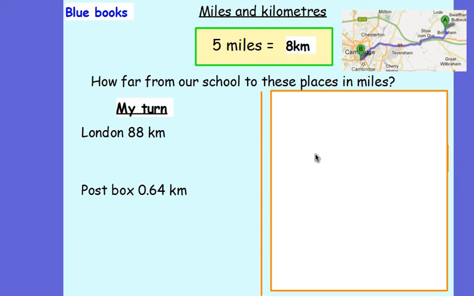Okay, let's go through some more examples, this time where I've been given it in kilometres and I want to convert it to miles. So pens down, eyes on me. I'll do 2 examples and then there's some for you to do. So I've been told London is 88 kilometres away and I want to work that out in miles. So the first thing I'm going to do is divide it by the number of kilometres in my conversion. 88 divided by 8 gives me 11. Then I'm going to multiply it by the number of miles. 11 times 5 tells me it's 55 miles away. Does that sound plausible? Yes, it does.